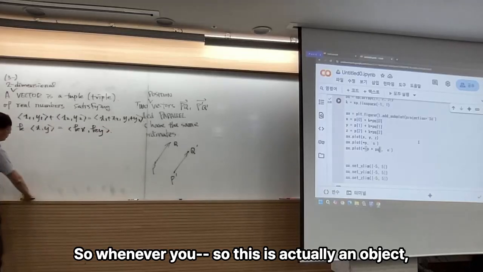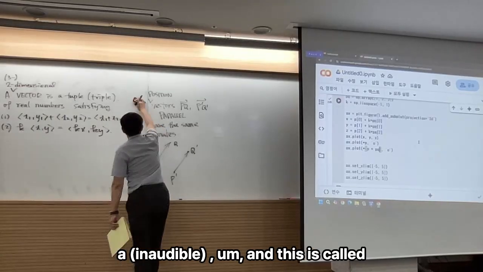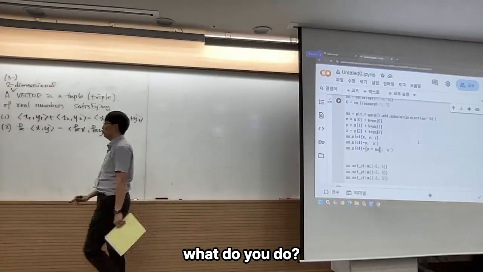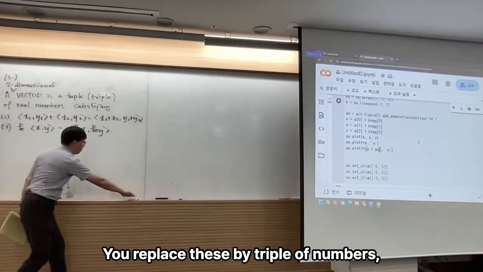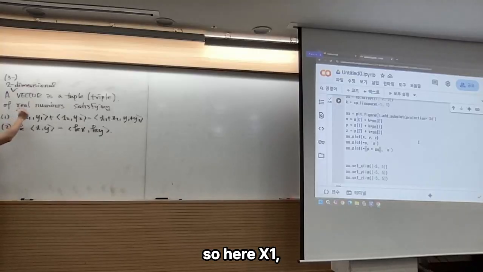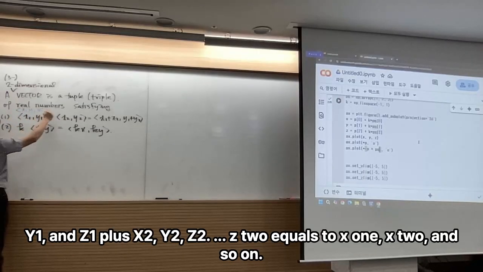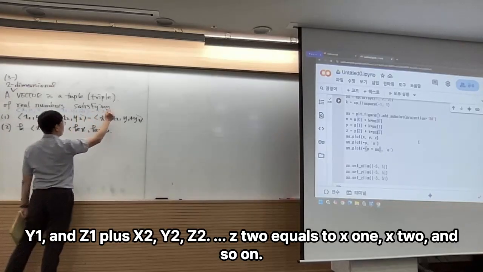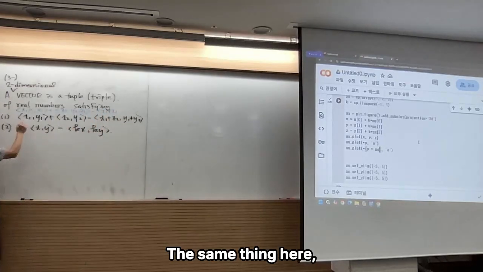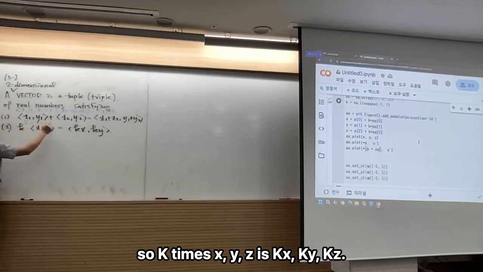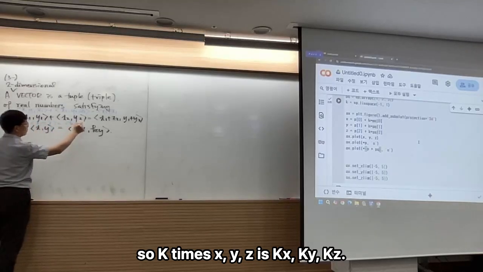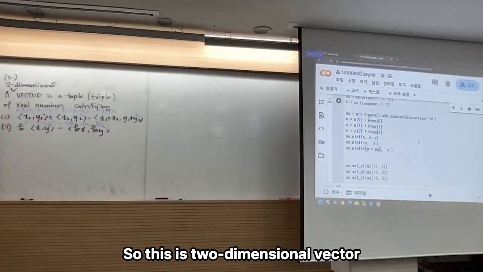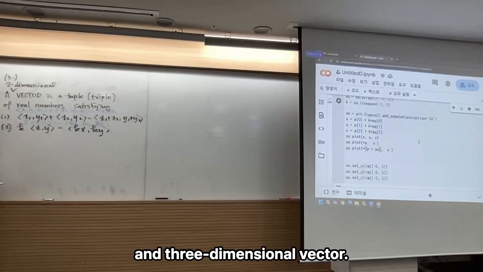So this is actually an object, a tuple, and this is called the two-dimensional vector. If you want the three-dimensional vector, what do you do? You replace these by triples of numbers. So here x1, y1, z1 plus x2, y2, z2 equals x1 plus x2, and so on. The same thing here: k times x, y, z is kx, ky, kz. So this is the two-dimensional vector and the three-dimensional vector.